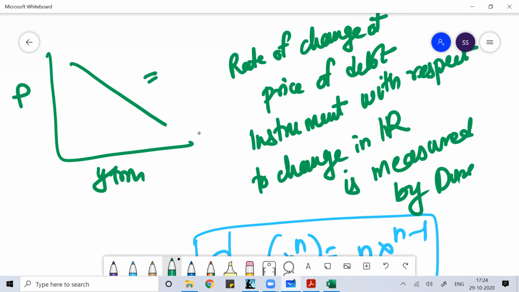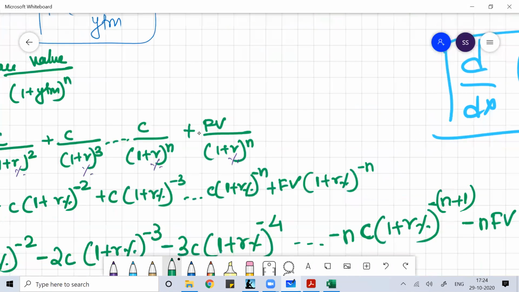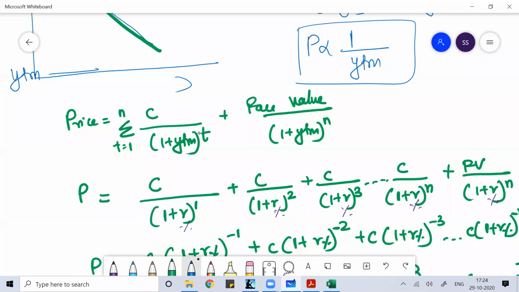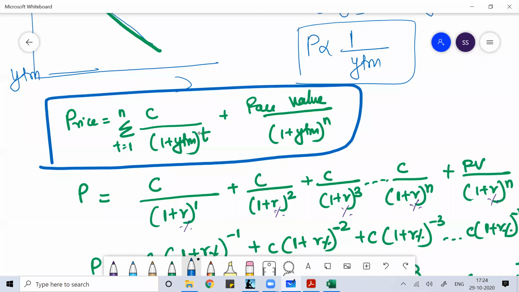So whenever we see the price of the debt instrument and the interest rate, we believe their relationship is inversely related. Why is the relationship inversely related? That we have also understood. When we look at the formula of the price of the debt instrument, we can easily understand that the coupon is constant and the face value is constant, so that means the price is inversely proportional to YTM.